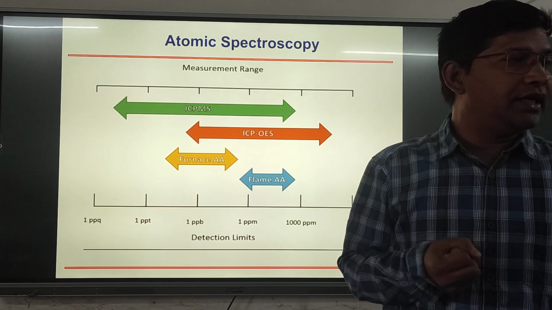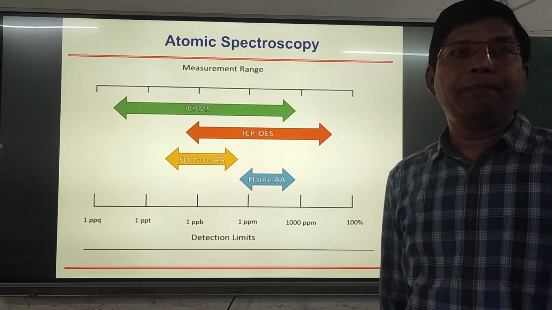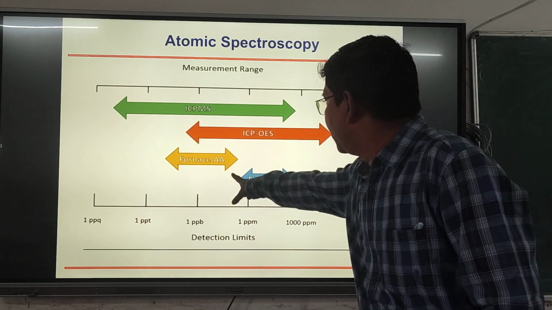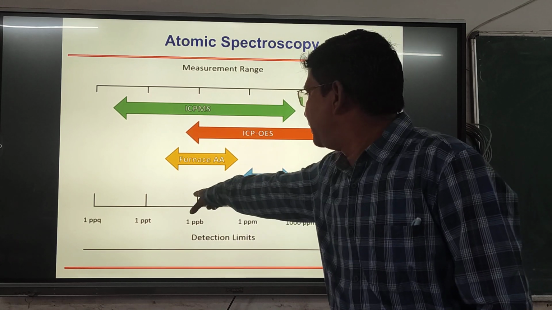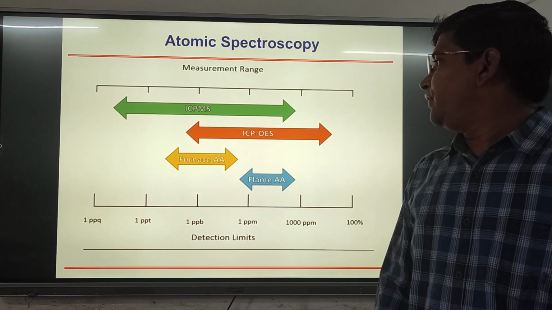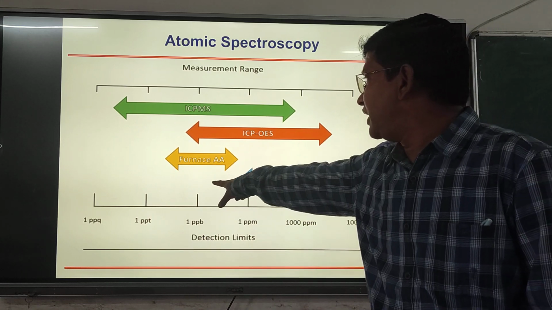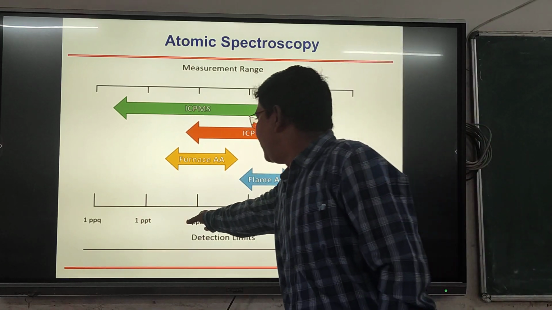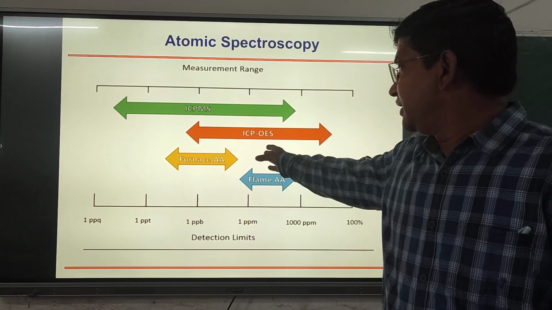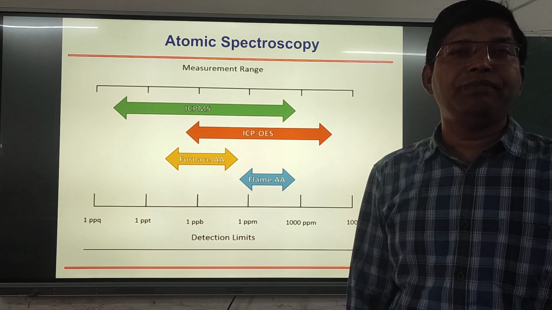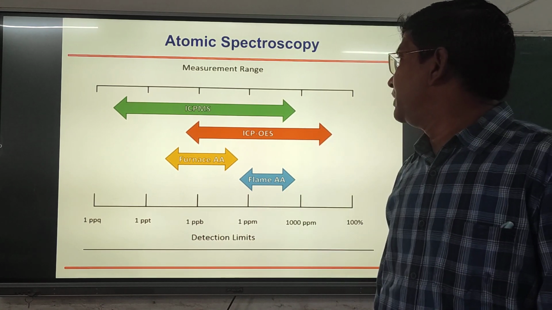But if you want to determine copper or chromium in a milk sample, and it is present at a microgram level, then at that time we have to use furnace atomic absorption spectroscopy, and the concentration range is from 1 ppm to like 1 ppt. That is maybe nano level concentration, but generally the graphite furnace is used for determination of elements present at a microgram level or a ppb level.